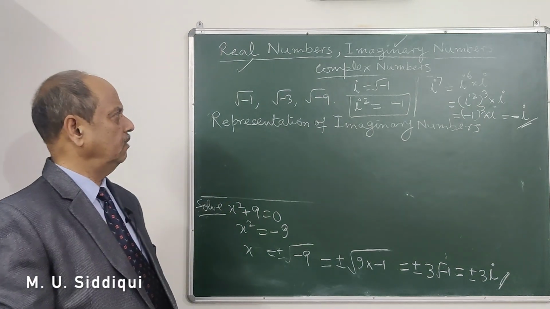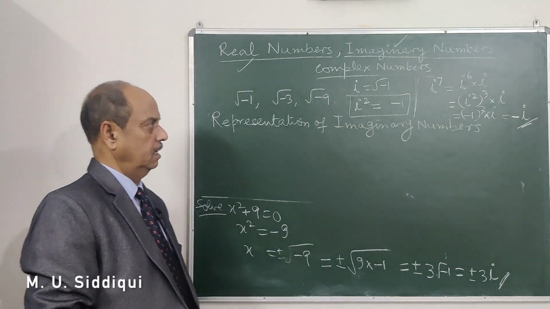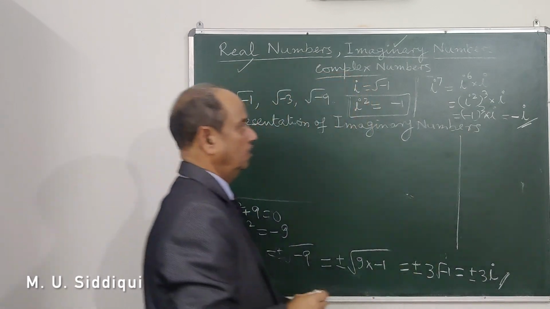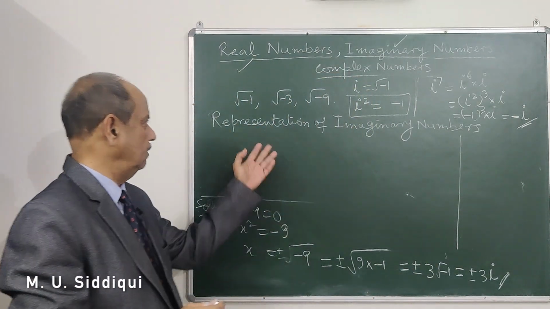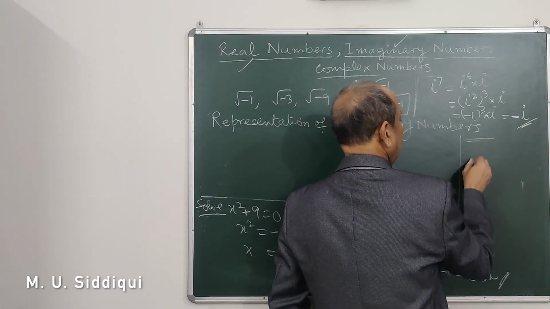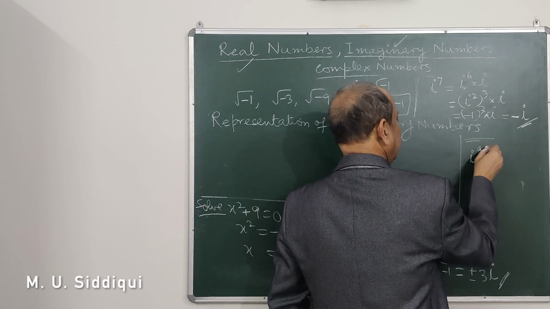Similarly, if you have any other numbers of this kind, we should be able to simplify them. So, I will come to this, but let us take one more example. If you have to simplify what is the value of, say, i to power, say, 99.